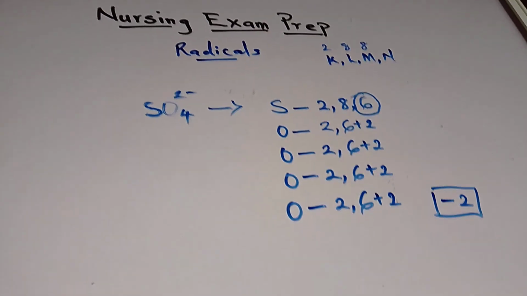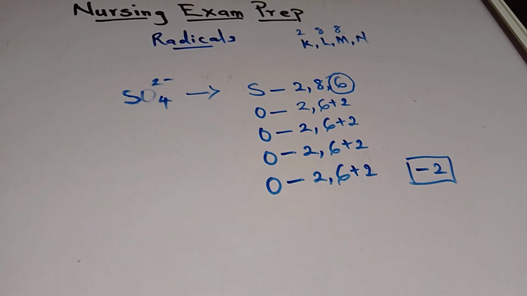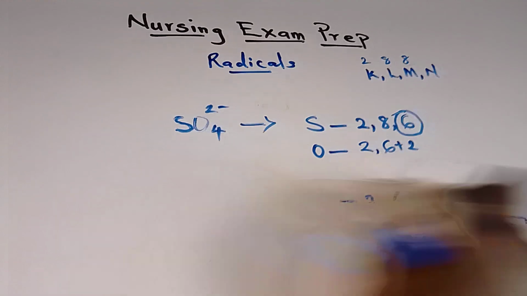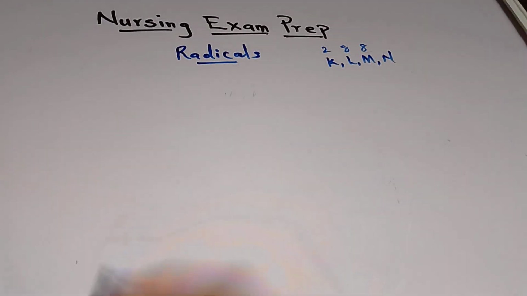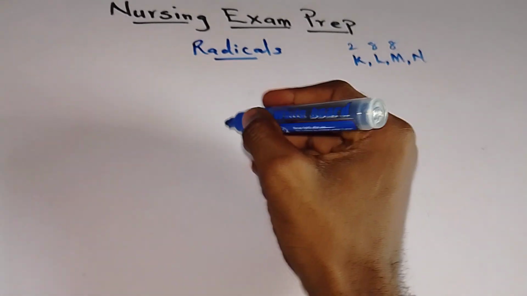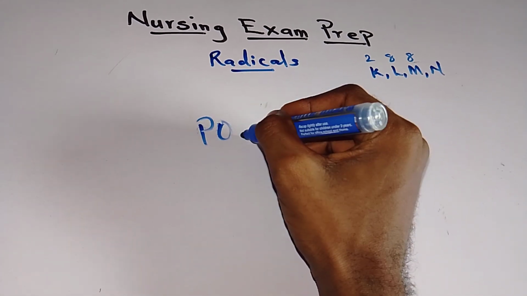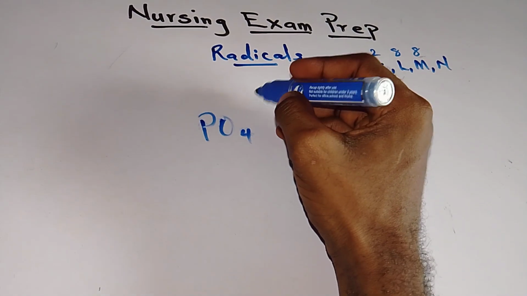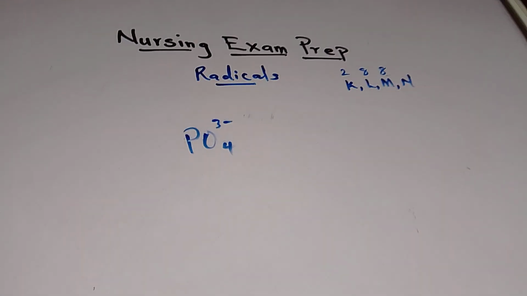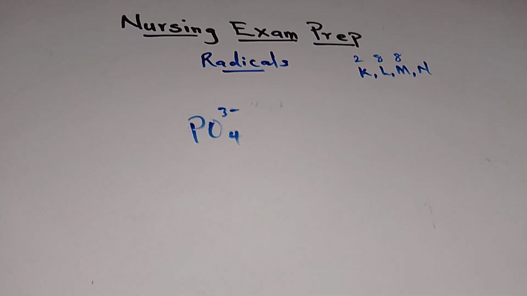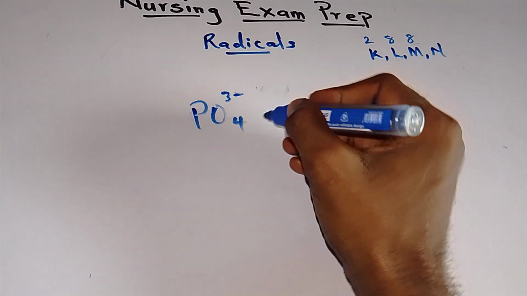Like I said, I promised that I would give you 2 more examples. So this is 1. So I will just give you 1 more example. So now let's go with this radical PO4, minus. This is a radical, tetraoxo phosphate 6 ion.